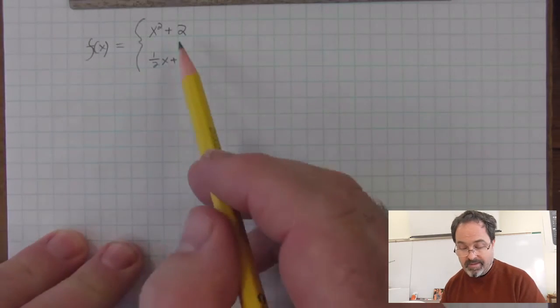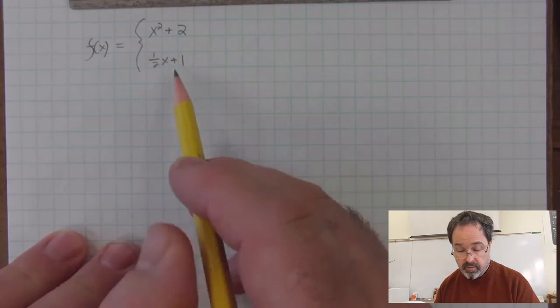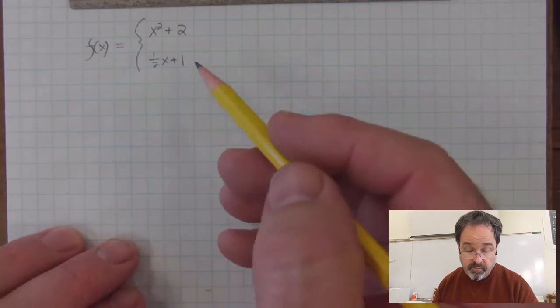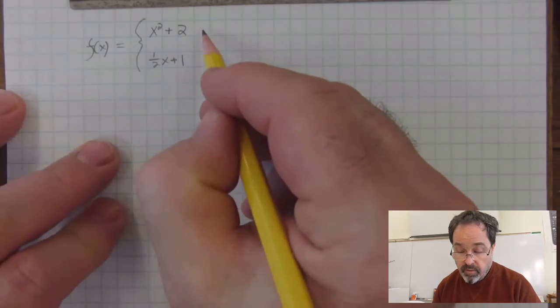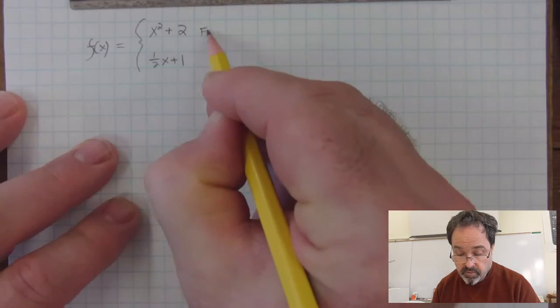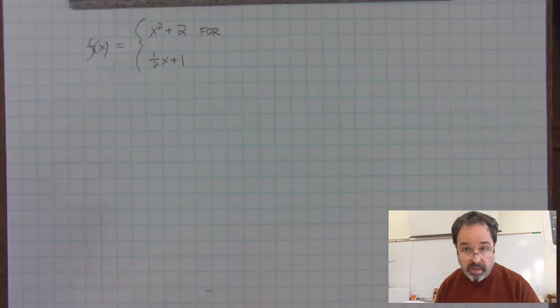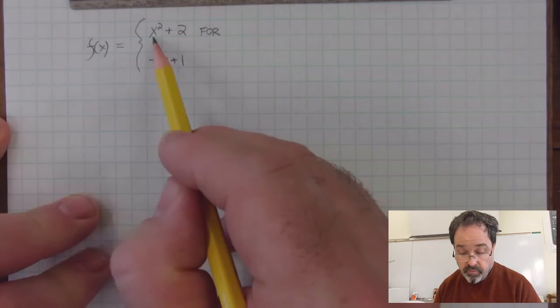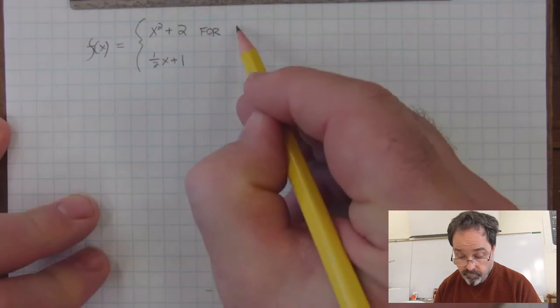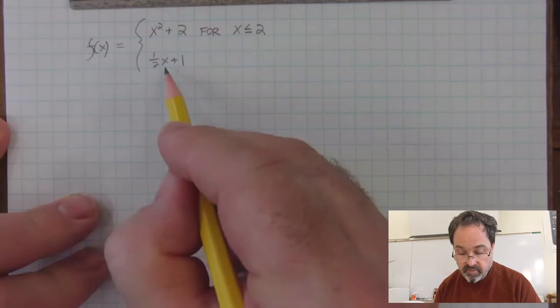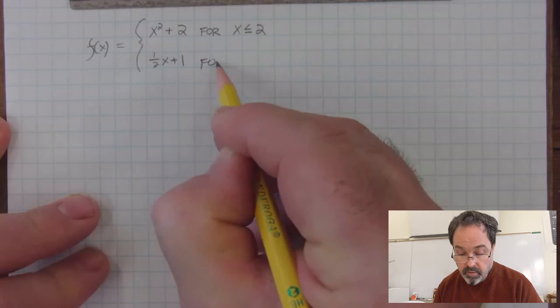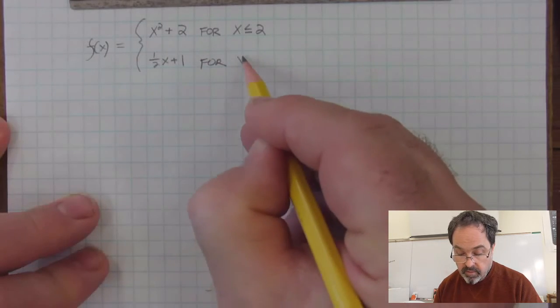But it's not the entire graph of this quadratic and this line. For it to be a function, these two expressions can't overlap, which means that another part of the definition is that we have to express the domain for which we use the different pieces. So this will be the quadratic piece, x squared plus 2, for values of x that are less than or equal to 2. And it will be this linear piece, 1/2 x plus 1, for values of x in the domain that are greater than 2.